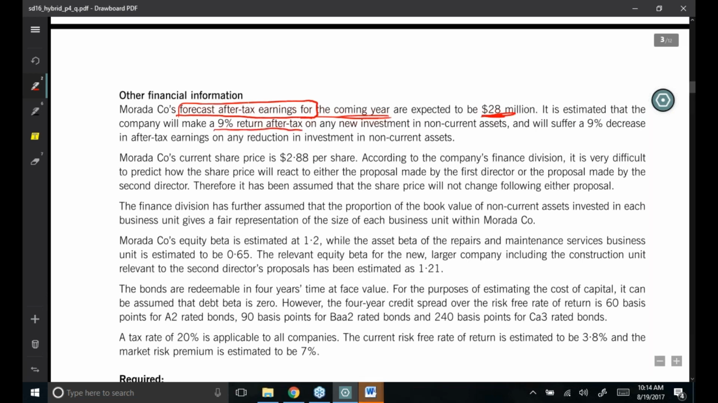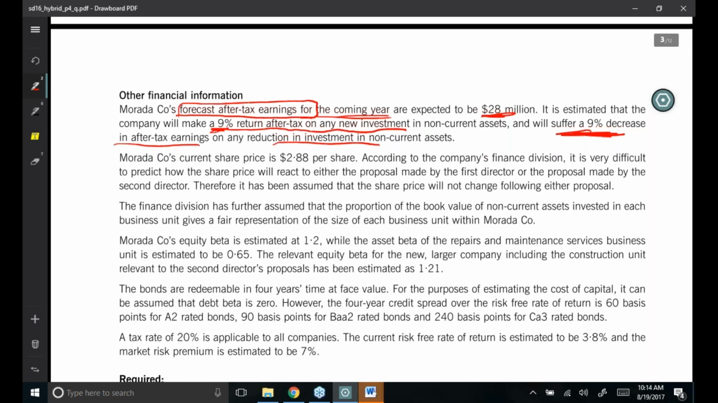So the second director was suggesting the new investment. So when you invest $70 million in the new assets, it will definitely increase your return by 9%. The first director was selling the existing business. So if you sell the existing business, you will suffer a 9% decrease in after-tax earnings on any reduction in investment in non-current assets. The company's current share price is 2.88.